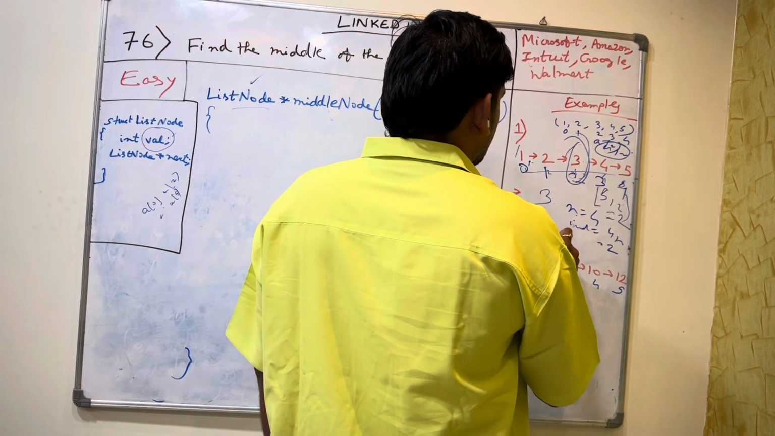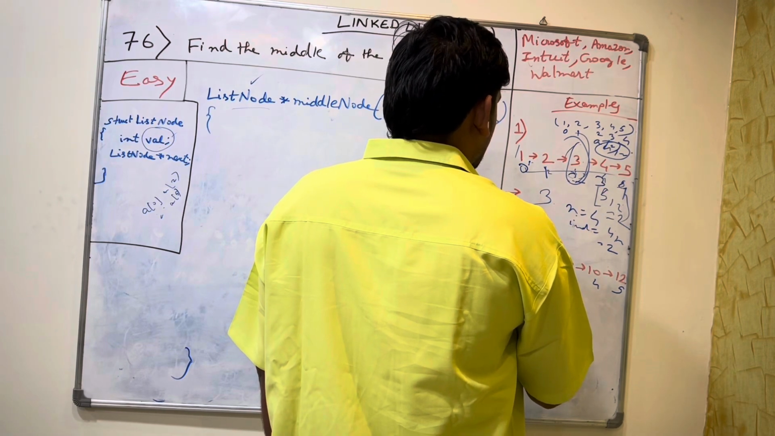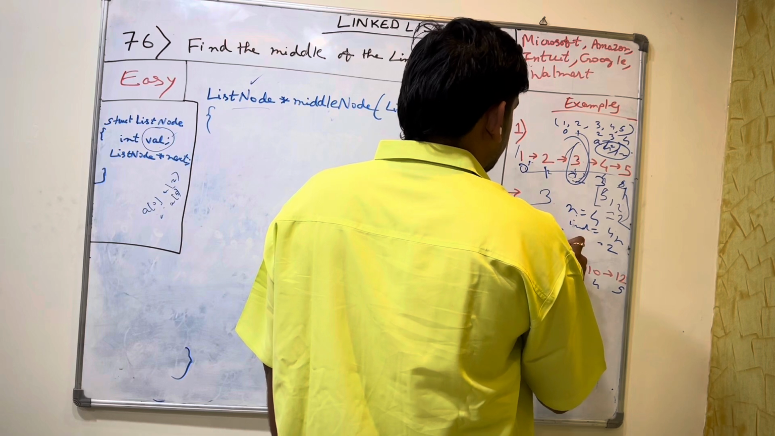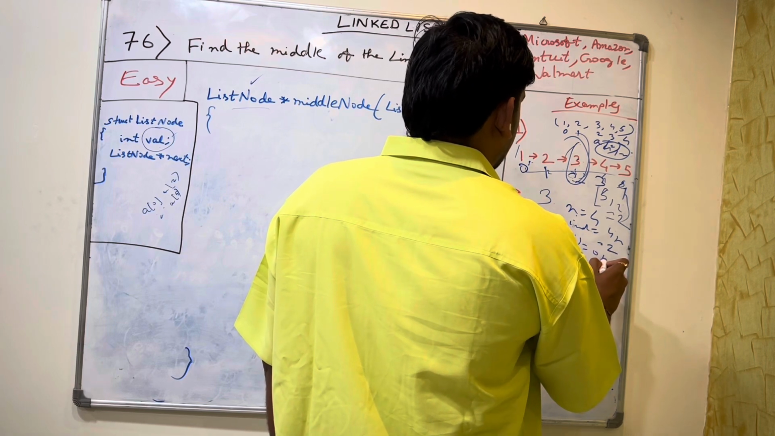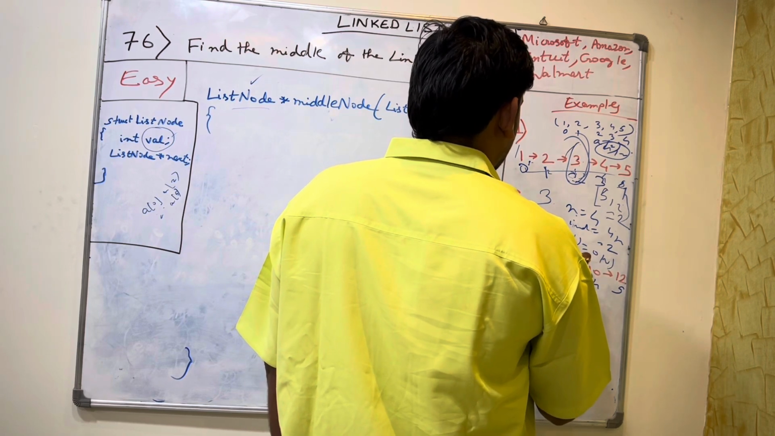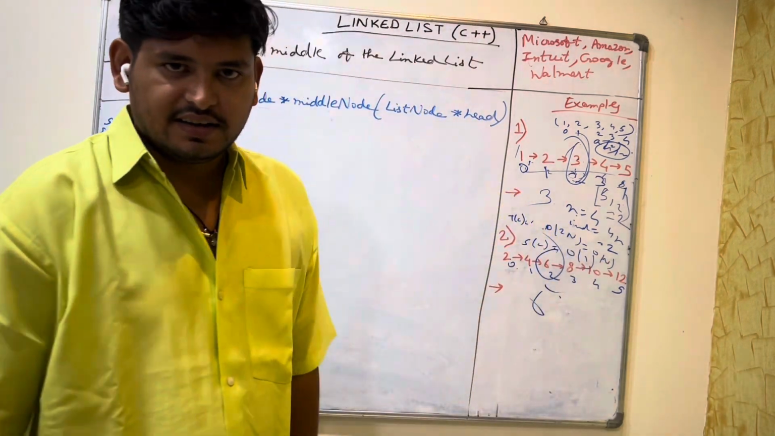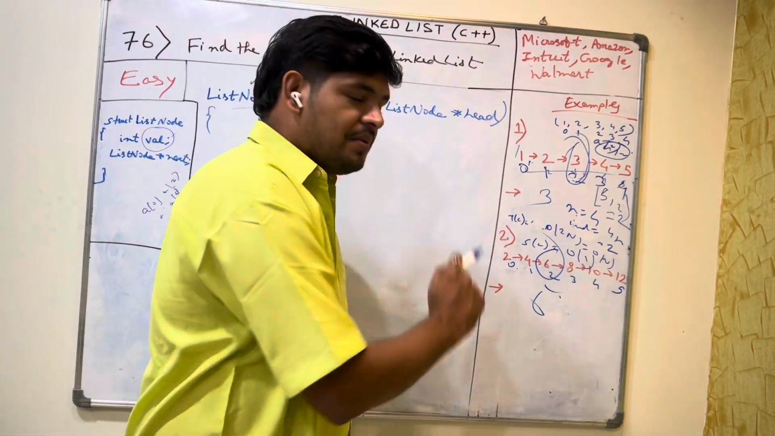So the order of time complexity would be order of 2n, which is order of n, and we have not taken any extra space, so order of 1. So as simple as that, right? Can we optimize this further?